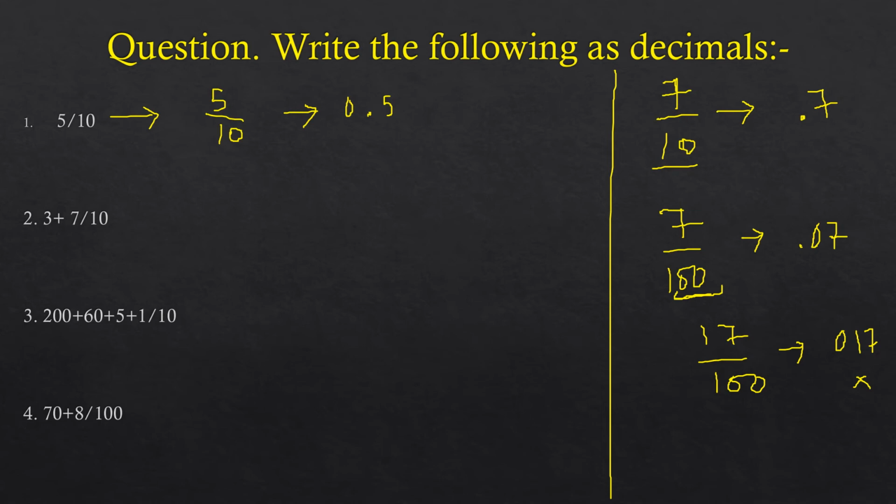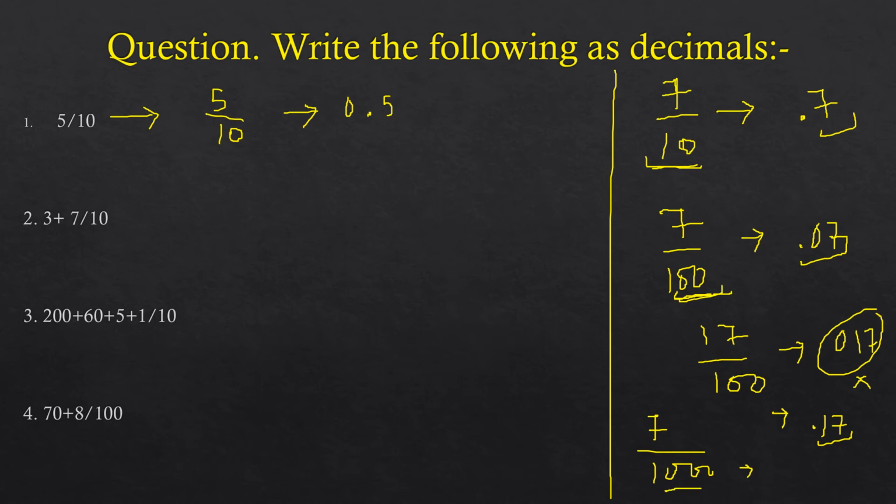So when we were having 10, we were having one decimal place. When we are having 100, two zeros means two decimal places. So here, if this will not be the answer, then what will be the answer? The answer will be 0.17, because we already have two places here. And suppose we are having 7 by 1000, then what will we have? We will have three decimal places. One digit is the numerator we are having, but we need three decimal places, therefore we will write two zeros before it, and then we will have three decimal places here.